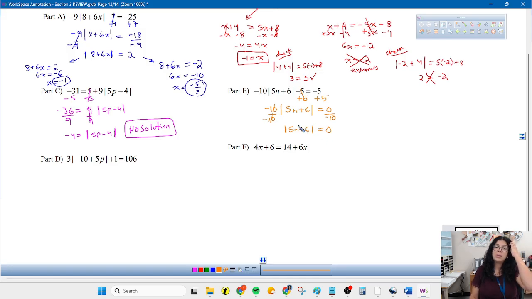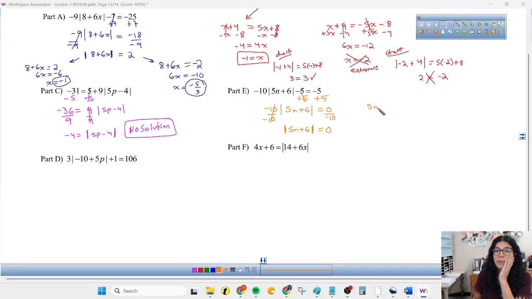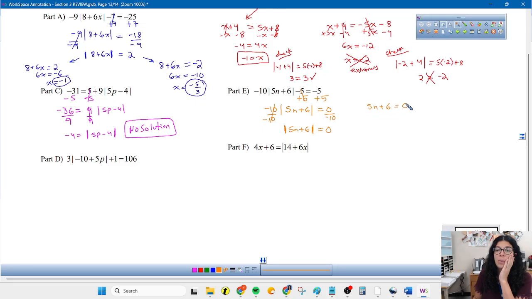Now, the distance, right, no matter what I get inside of here, this would have to be 0 in order for it, when I take the absolute value, to equal 0. So what's inside of that absolute value, 5n plus 6, has to equal 0. And positive 0 and negative 0 is no difference. So this is just going to give us one solution. Subtract 6, divide by 5, n equals negative 6 over 5.